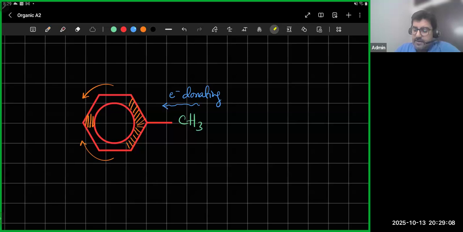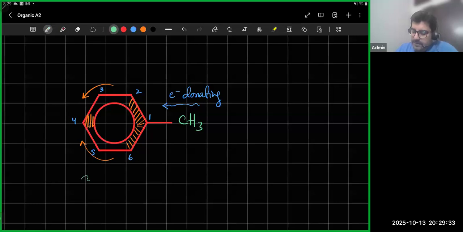What are these positions? This is position number 1. This is 2. This is 3. This is 4. This is 5. And this is 6. So if you count it, it's 2, 4, and 6, right? It's these positions. 2, 4, and 6. It's these positions where the electron density is higher.